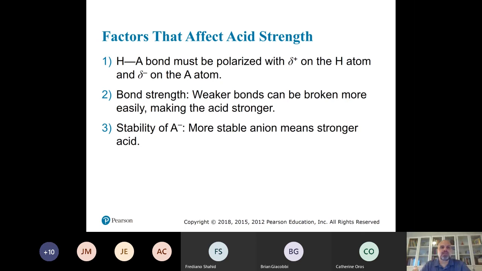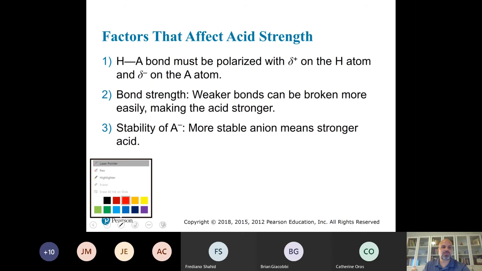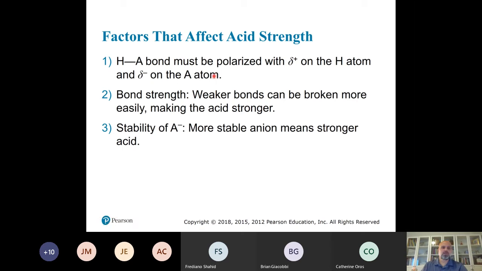Now we're going to analyze what factors affect acid strength. So we're talking about how strong an acid is. We have different properties that can affect our acid strength. The HA bond must be polarized, with the partial positive charge on the hydrogen atom and the partial negative charge on the conjugate base side. And then bond strength.